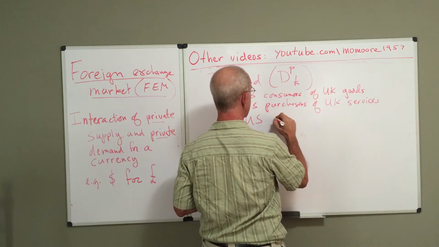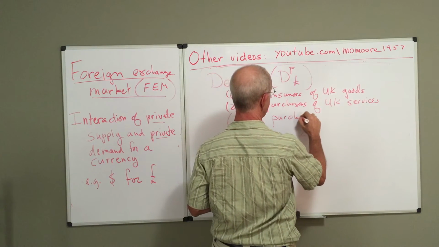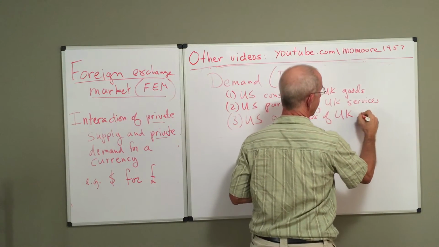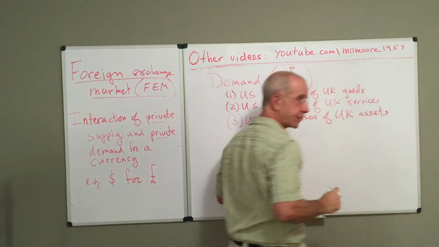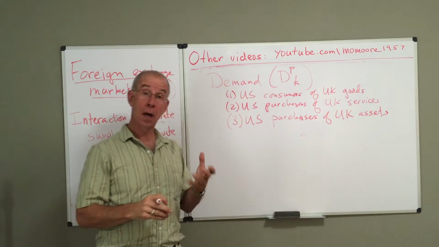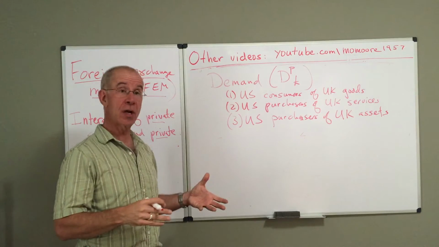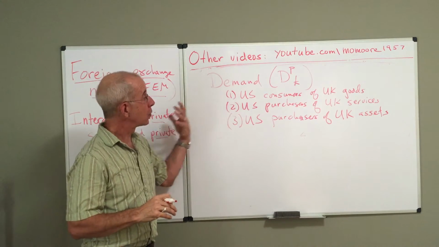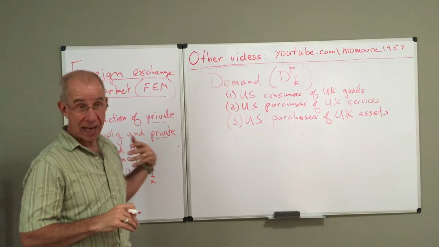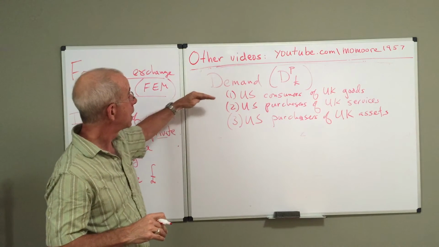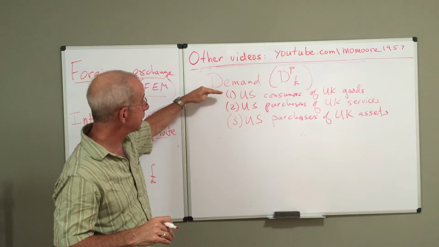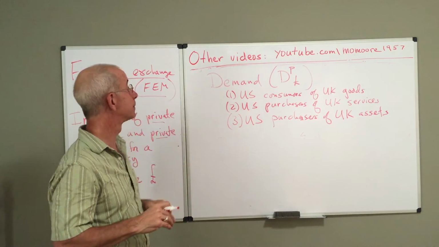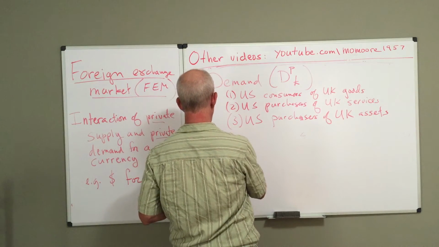And U.S. purchasers of UK assets. An American coming to the foreign exchange market in order to buy, say, stock in a British company. So recalling the balance of payments accounts that we've talked about before, this should seem familiar. So really you have goods, services, and assets. These are various components of balance of payments. Now, who supplies?